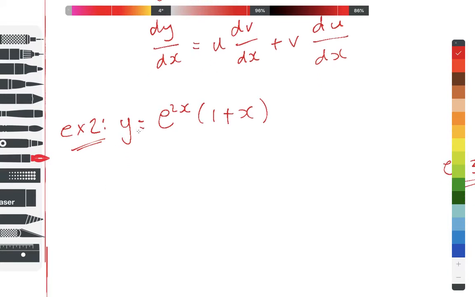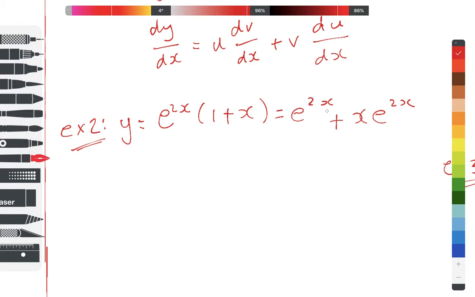I've got y equals e to the 2x times (1 plus x). Now, even if I were to expand this, if you don't know how to do the derivative of e to the x, I'll show you how to do that in the question as well, so it should be okay.